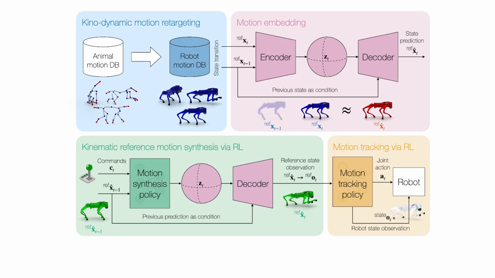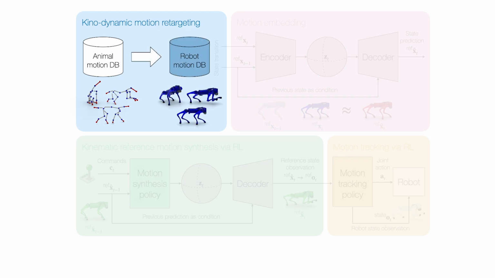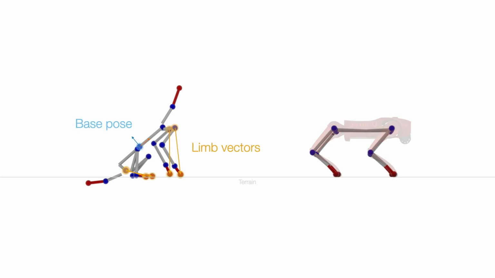Our framework is structured into 4 stages. To begin with, we transform animal motion data into a robot-compatible motion database. From a source animal motion sequence, we extract the base pose and limb vectors, and scale and transfer them to the target robot.